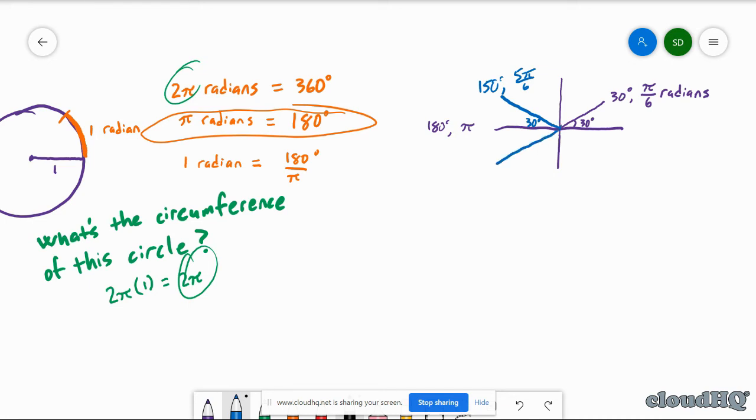What standard position angle puts you in that spot? 210 degrees. Because you would go to 180 and 30 more. Well, isn't that a pi plus a sixth of a pi? What's 1 plus 1/6? I prefer improper fractions, so it'd be 7/6. So 7 pi over 6 is the radian measure of a 210 degree angle.